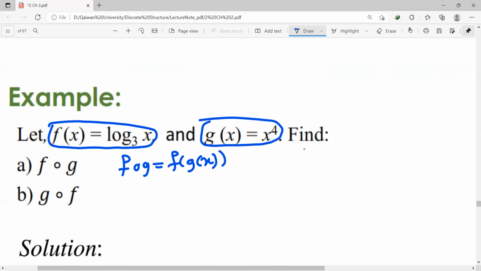Okay? And so we say it equals F of what? X to the power 4. We just replace G by the function. G of X is a function of X to the power 4. And then we are going to find F of X to the power 4.